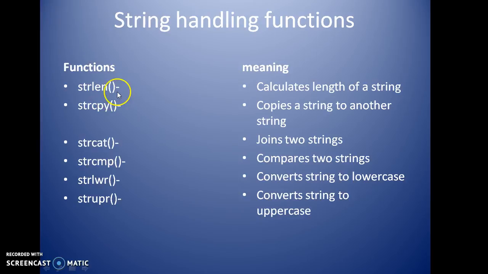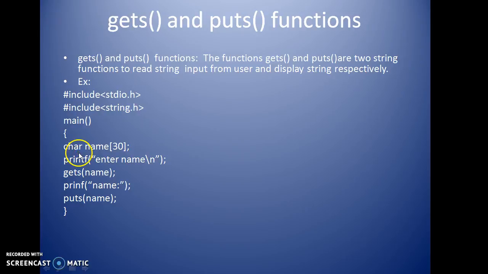The first one is strlen. This strlen function is used to calculate the length of a string, whereas strcpy is used to copy a string to another string. strcat is used to concatenate two strings, that is, for joining two strings we can use strcat. Whereas strcmp is used to compare two strings, whether two strings are equal or not. Another one is strlwr. This is used to convert a string to lowercase. And the last one is strupr. This is used to convert a string to uppercase.